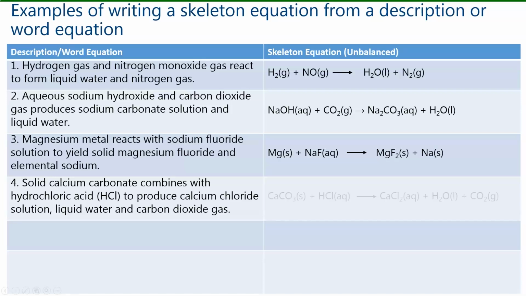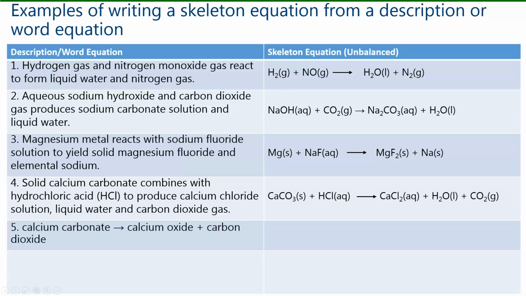So our skeleton equation looks like this. We have the formula for calcium carbonate there, CaCO3, and in brackets we have our S to indicate solid, plus hydrochloric acid, which is aqueous. And then we have our arrow and our products, our calcium chloride solution. We have aqueous there to indicate that, plus water, which is a liquid indicated, and carbon dioxide gas.